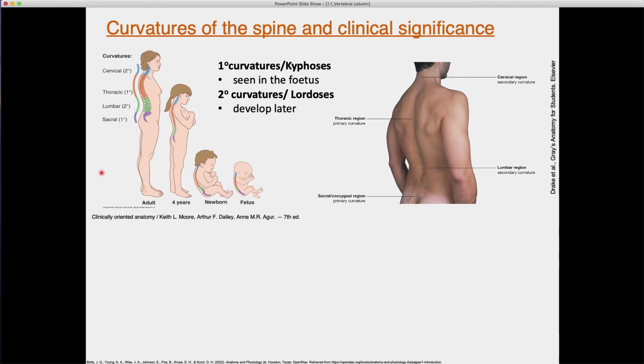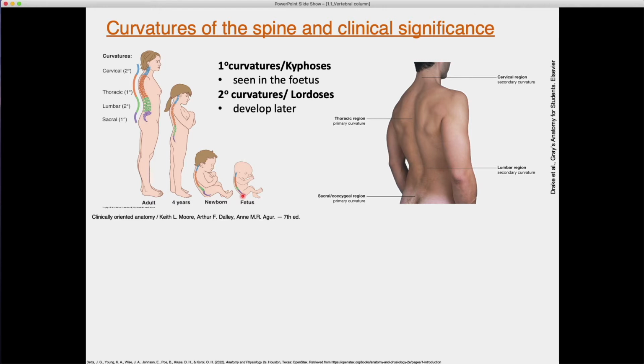So let's actually look at the fetus. In fetal development, we know the fetus is positioned in a bent position, bent anteriorly, kind of like this C concave shape. So in the adult, we retain some of that concave C-shaped curvature in specific regions, particularly the thoracic region and the sacral region. So we're going to call these thoracic and sacral regions the primary curvatures, also known as kyphosis, because they are the ones such as what we see in the fetus.